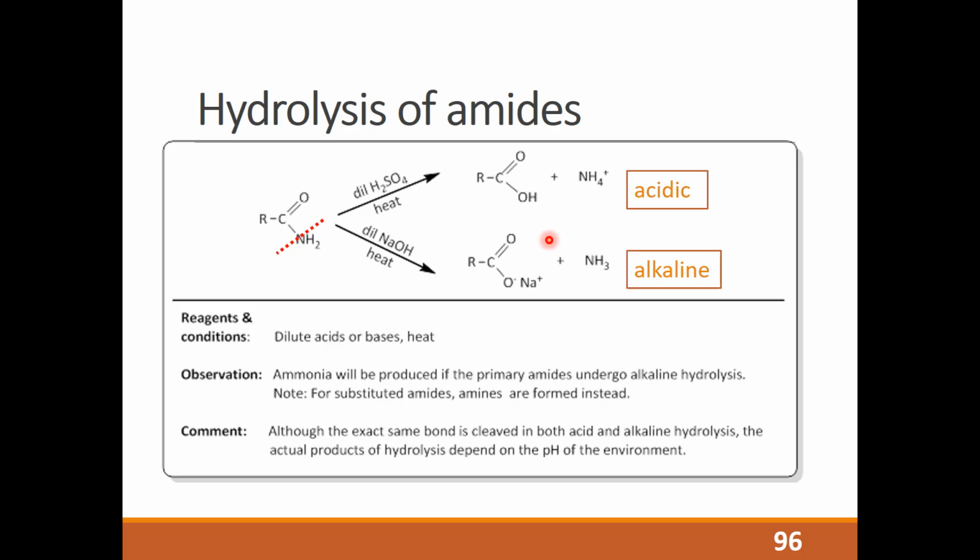So take note, if you are using the acidic reagent, which is dilute sulfuric acid, you will actually get the carboxylic acid and the ammonium ion. However, if you are using the alkaline medium, which is dilute sodium hydroxide, you will get the sodium salt of your carboxylic acid and ammonia.